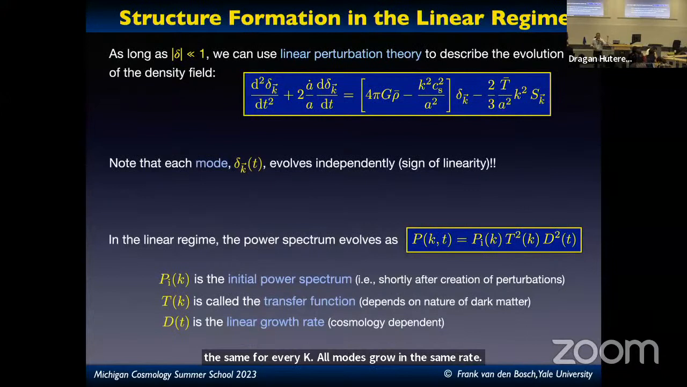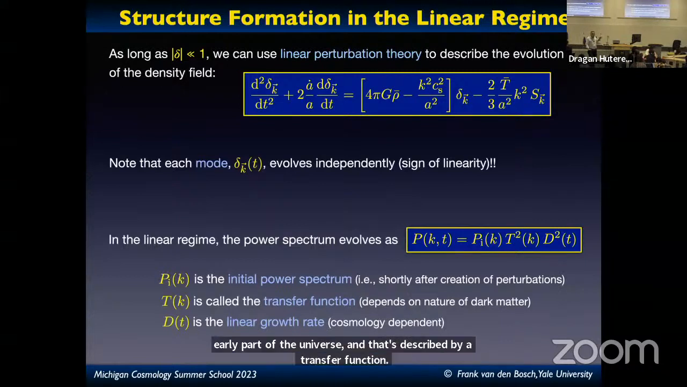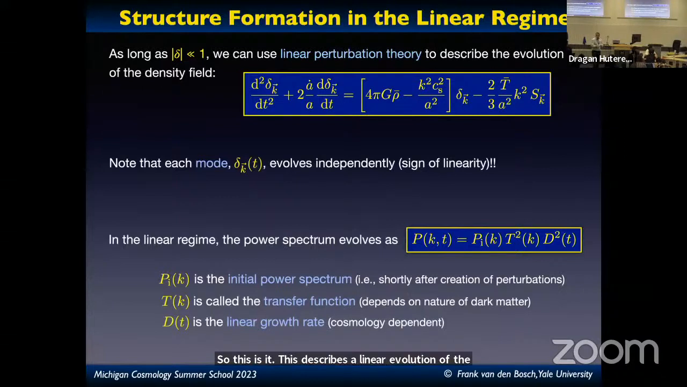The only k dependence that is introduced in the early part of the universe is described by the transfer function. So this is it. This describes the linear evolution of the power spectrum, and we can work out all these terms. D of t, by the way, has a cosmology dependence. That depends on omega matter, Hubble parameter, that sort of stuff.